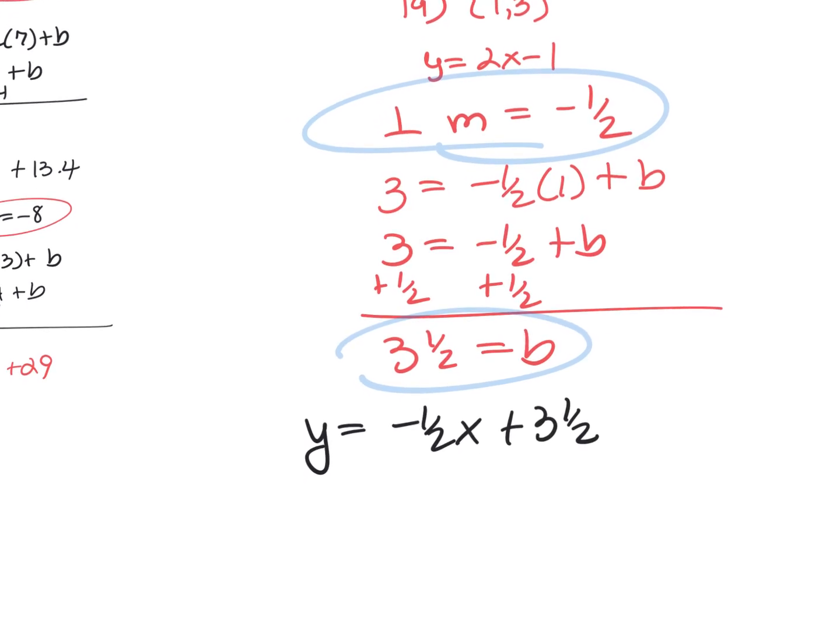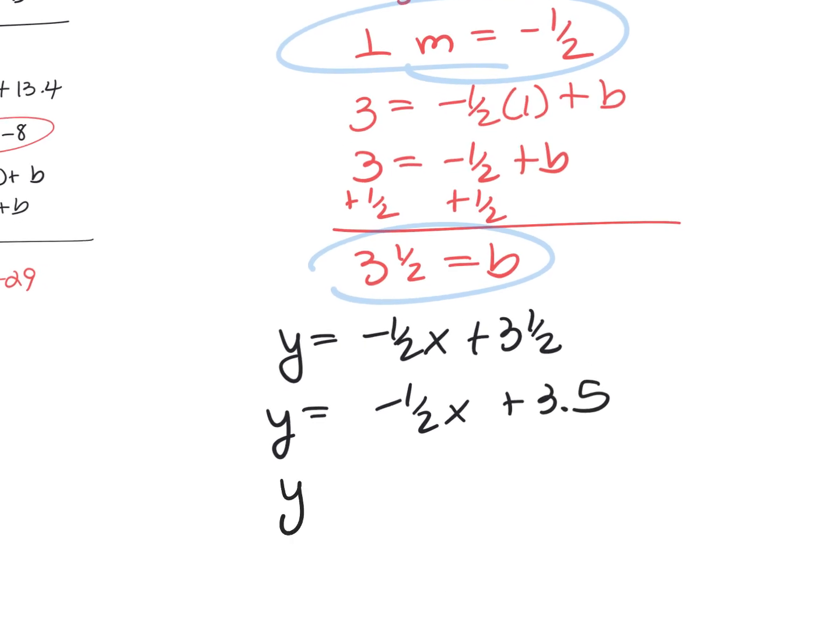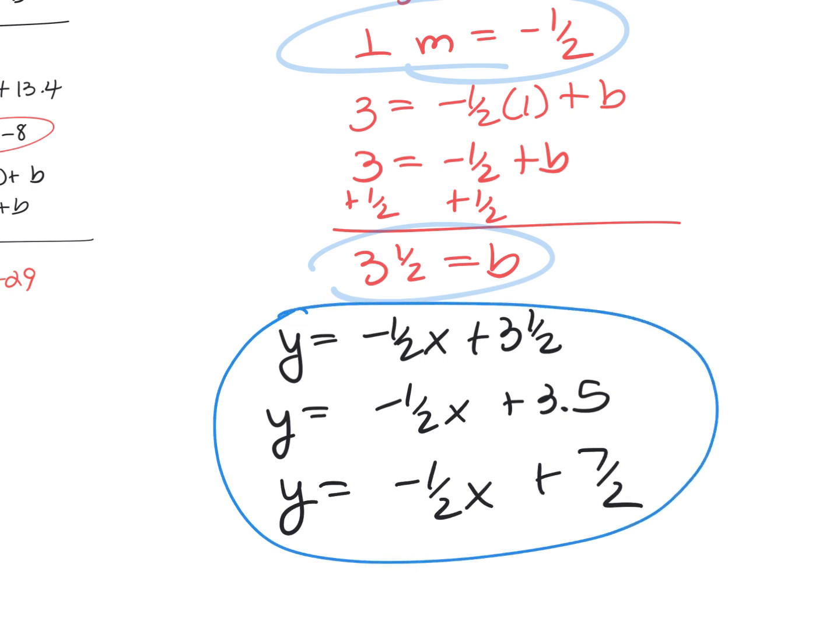Now, be aware, since it's a multiple choice test, that you could also write this as negative 1/2 x plus 3.5, or it could also be turned into a mixed number and be represented as 7/2. So because it's multiple choice, be aware that they could have written the b in these 3 different ways.